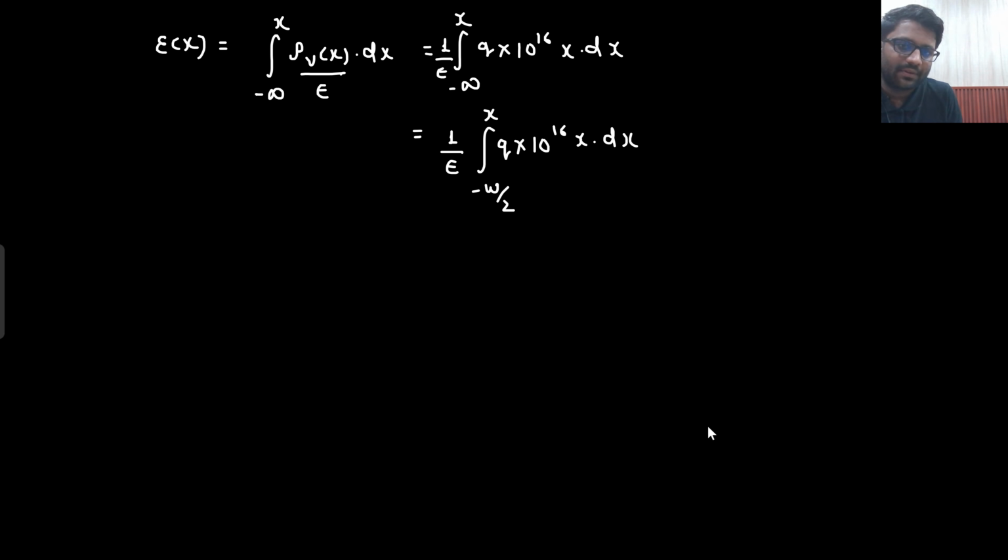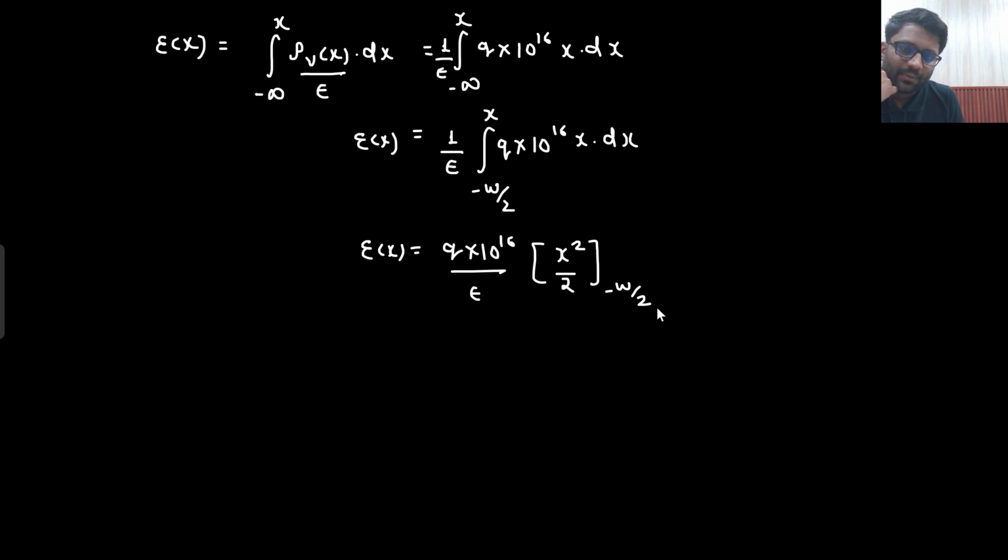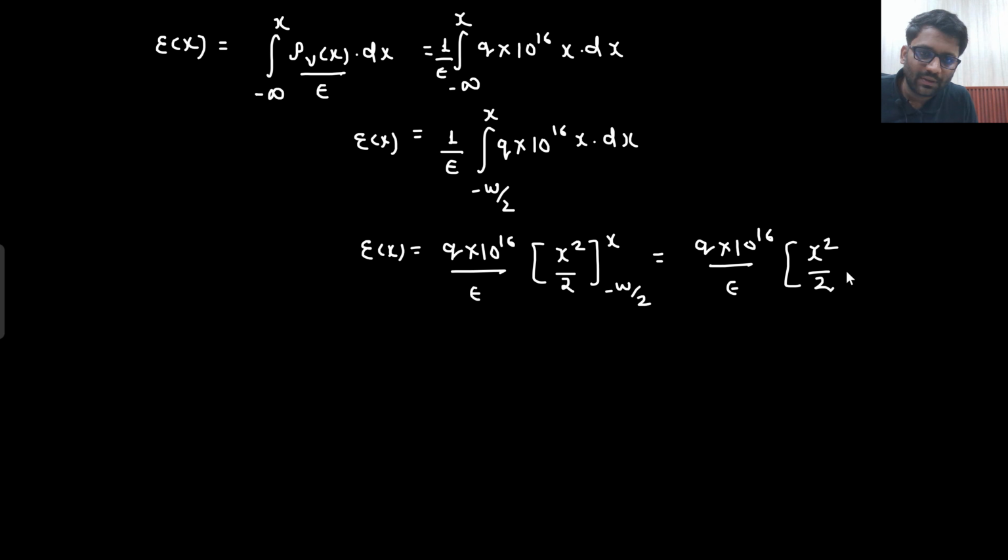This is the scenario, right? So now what am I getting as the expression of electric field? This is the expression of electric field that you are getting: q into 10 to the power 16 divided by epsilon, x square by 2, from minus w by 2 to x. Although this calculation has become very complex, so I don't think they would be focusing much on this in the examination, but still we are solving it now. X square by 2 and then minus sign w square by 8.